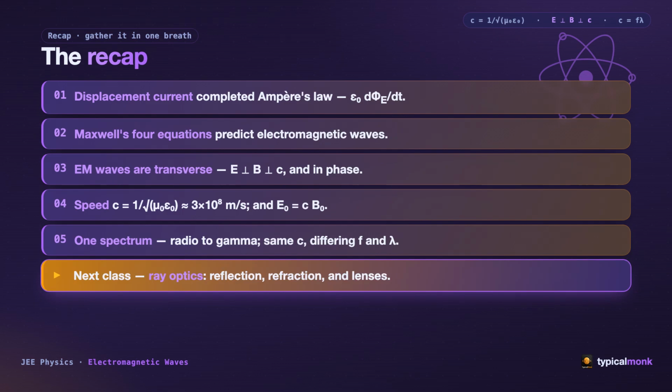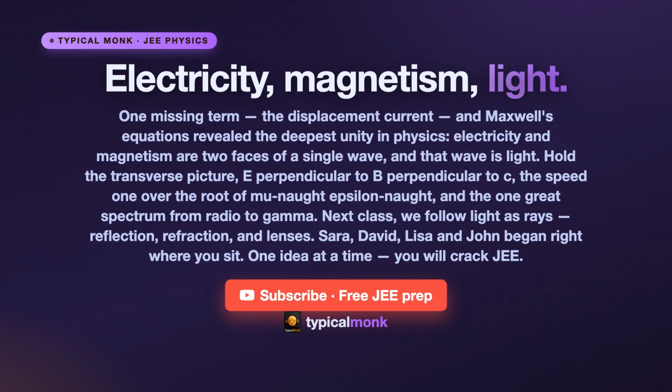Next class, ray optics, reflection, refraction, and lenses. One missing term, the displacement current, and Maxwell's equations reveal the deepest unity in physics. Electricity and magnetism are 2 faces of a single wave, and that wave is light. Hold the transverse picture, E perpendicular to B perpendicular to c, the speed 1 over the root of mu naught epsilon naught, and the one great spectrum from radio to gamma. Next class, we follow light as rays, reflection, refraction, and lenses.